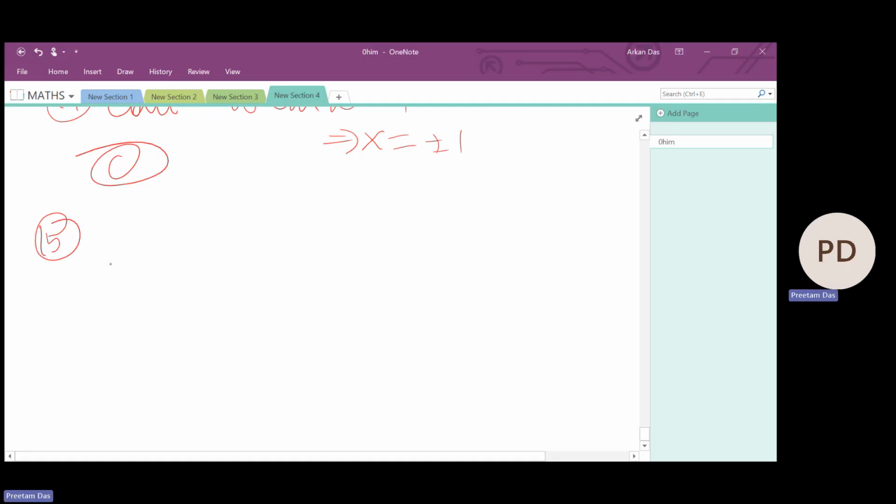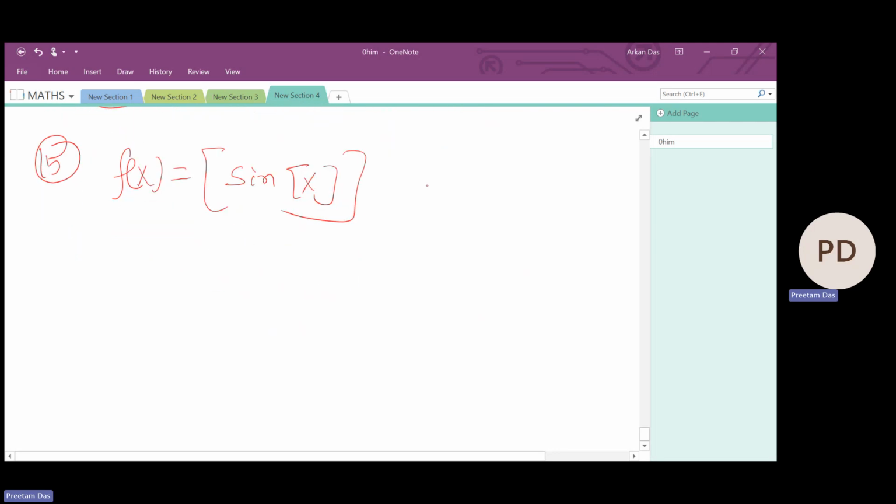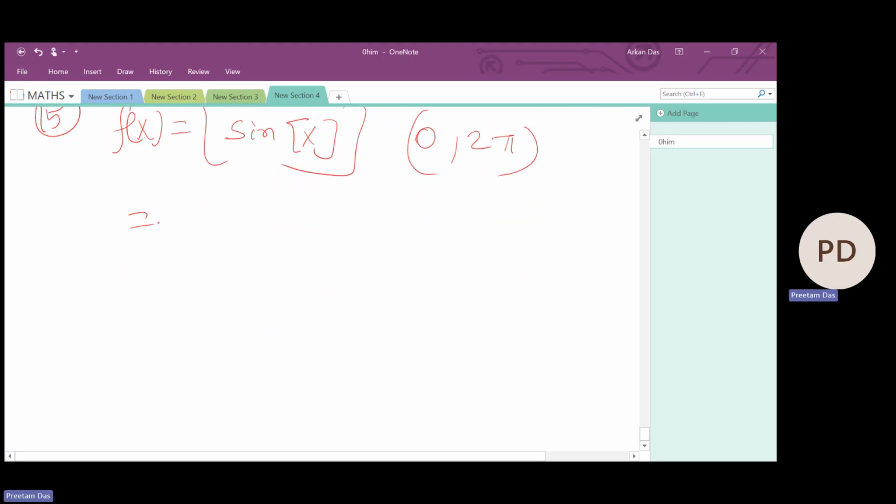Question 15. So f(x) is given to be the greatest integer of sine x. And they are asking for 0 to 2 pi, at which point the function is not continuous. So let's say it is between 0 to 1. 2 pi means 6 point something. We'll have to go up to that, but we'll go in parts so that we can get different values. So this will be what? Sine 0. So 0, greatest integer of sine 0.